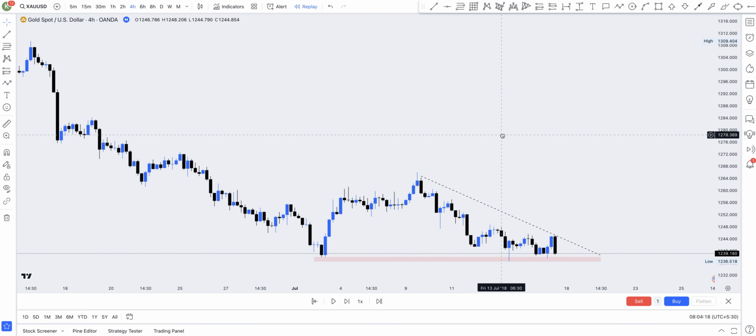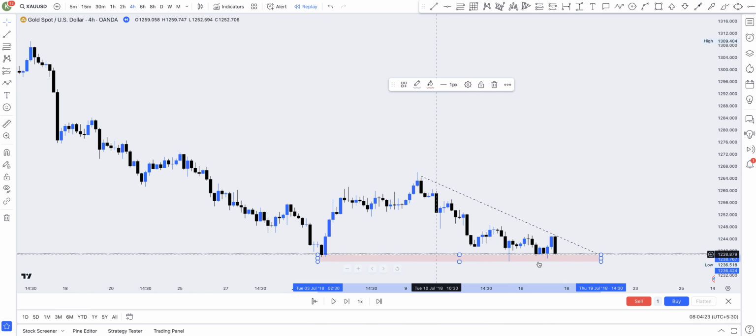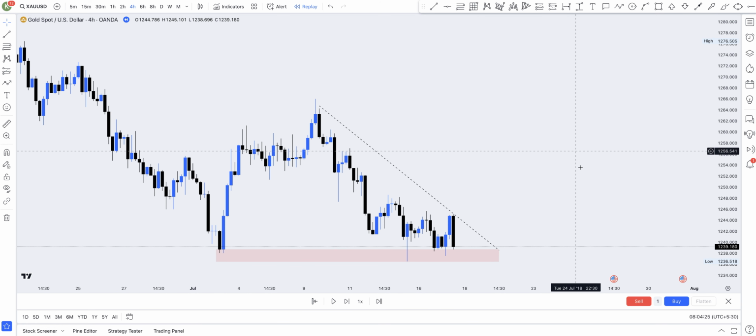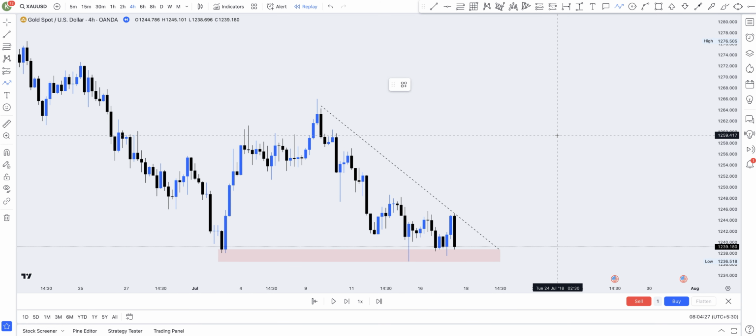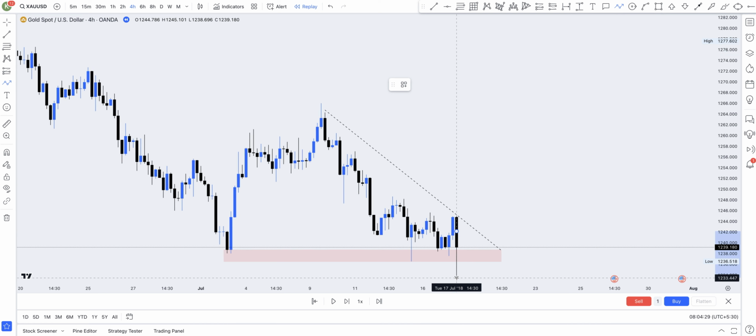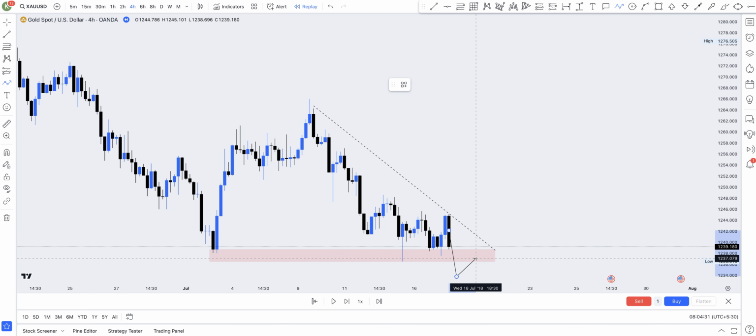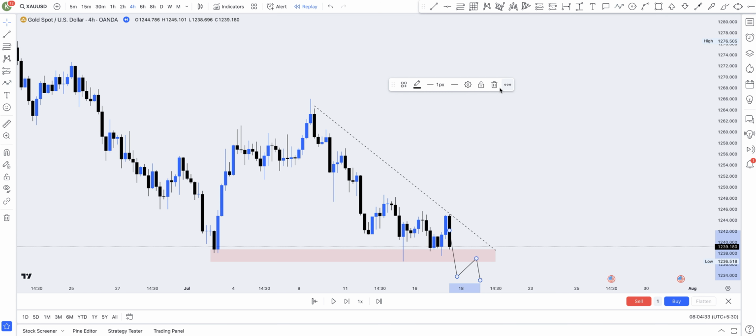But since we are in a downtrend, I am looking at selling from this point. So when price breaks this point, I only wait for price to come back for a retest, then I can continue selling.